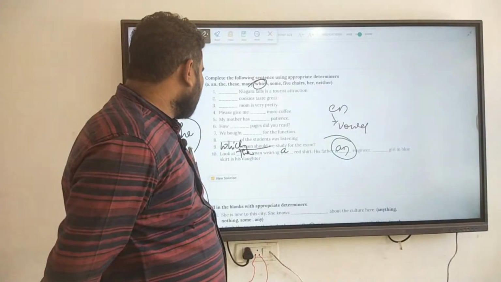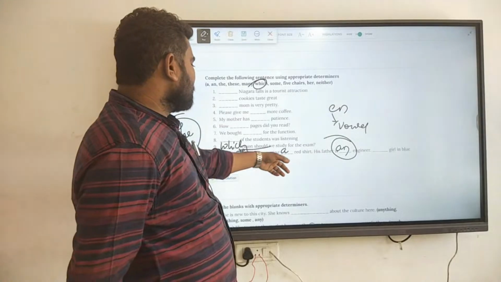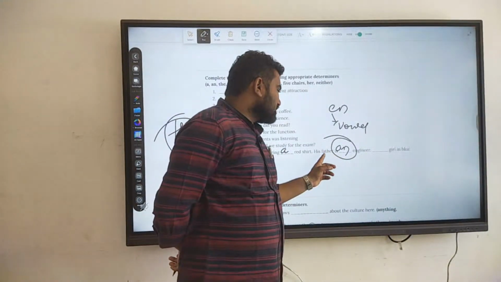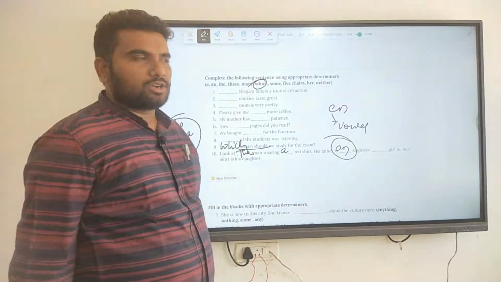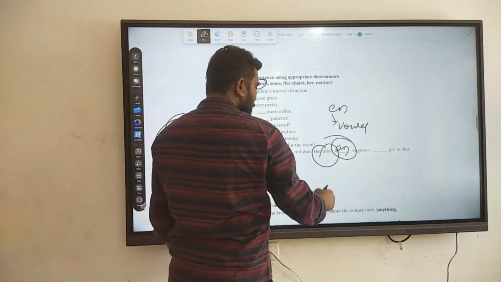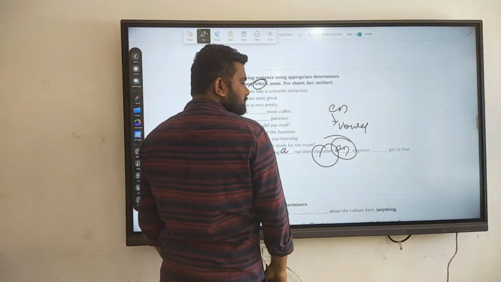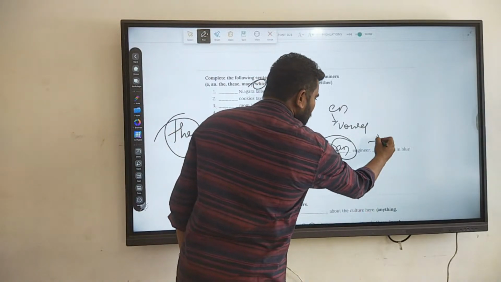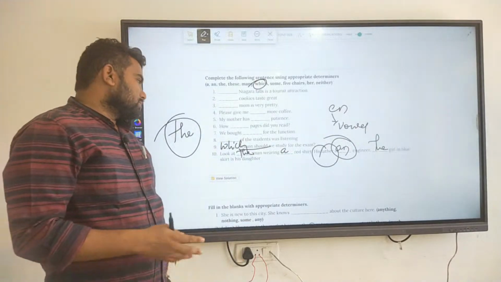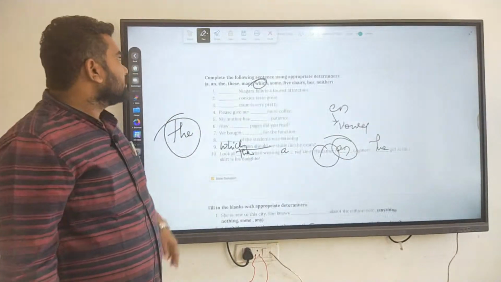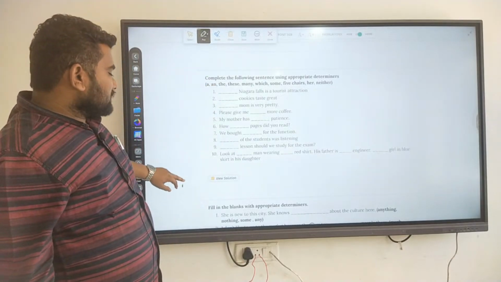His father is an engineer, continued by it, dash girl in the blue skirt is his daughter. So this man has a daughter and she is wearing a skirt which is blue in color, and that's the reason we need to use the article: the girl. That means we have a girl who is wearing a skirt which is blue in color. So this is the completion of the second part.